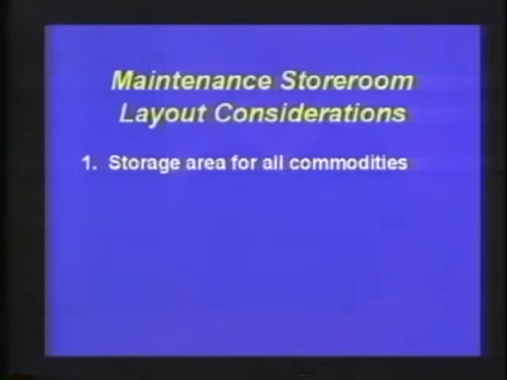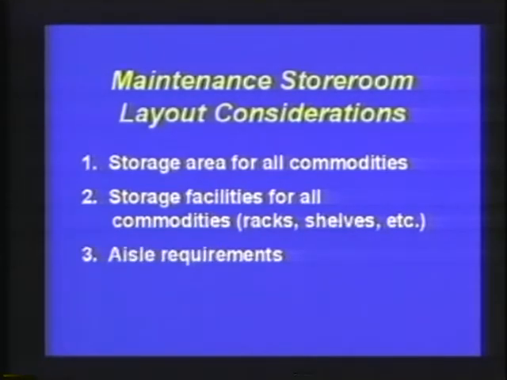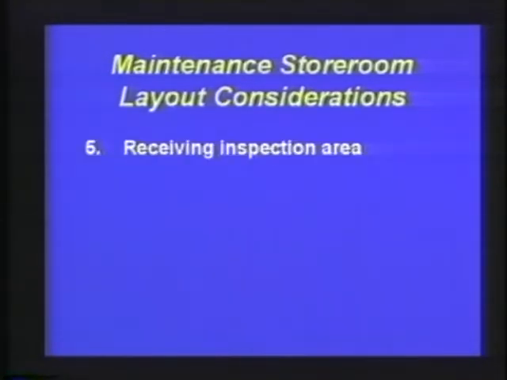So again, starting at the top with item 1, we would have the storage area. Now this would include square foot as well as cubic displacement. Then 2 would be the storage facilities, which are the different racks, the shelves, the bins, the cabinets, the cantilevers, the carousels, and any other physical storage requirement. 3rd would be the aisle considerations. And 4th is the receiving area. 5th is receiving inspection, and they could probably be combined. 6th would be the shipping area.